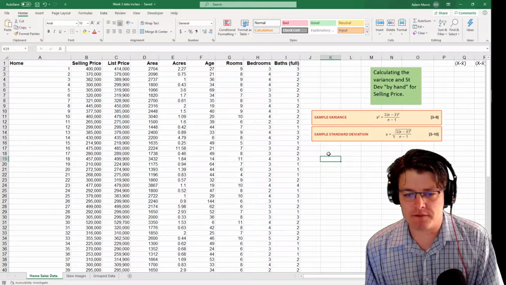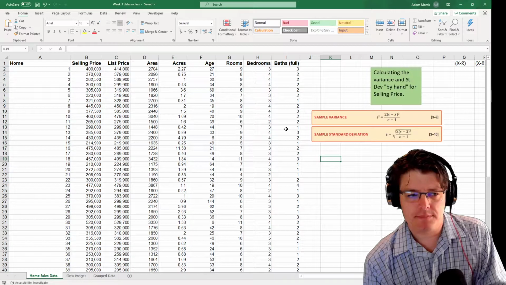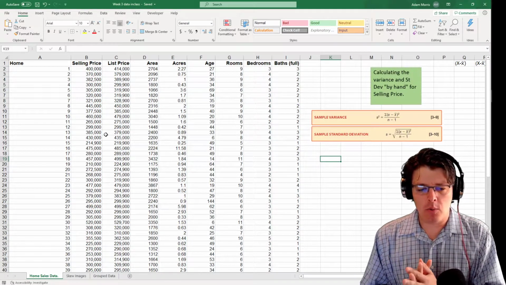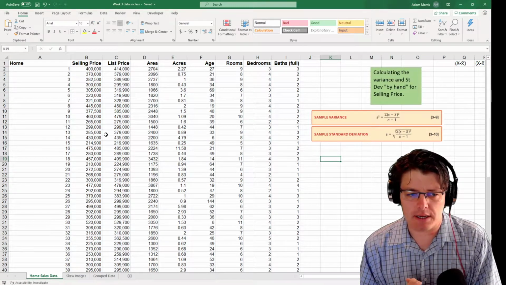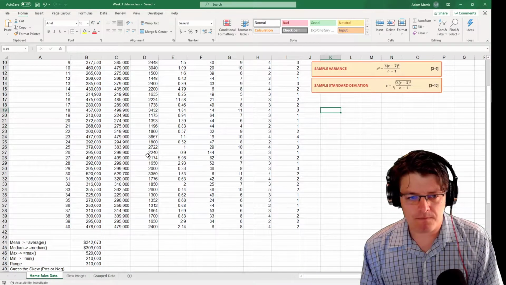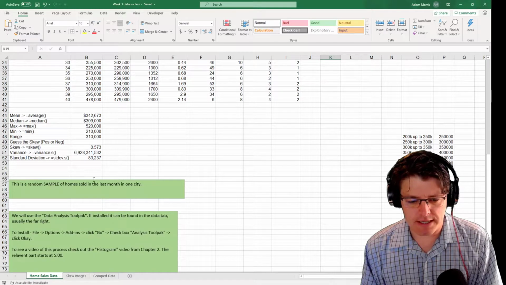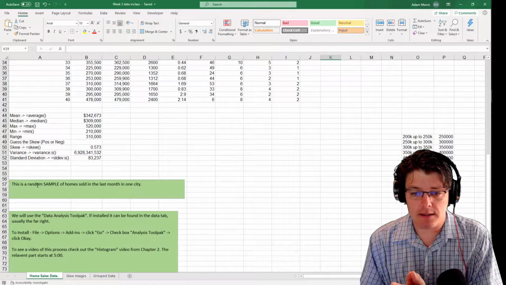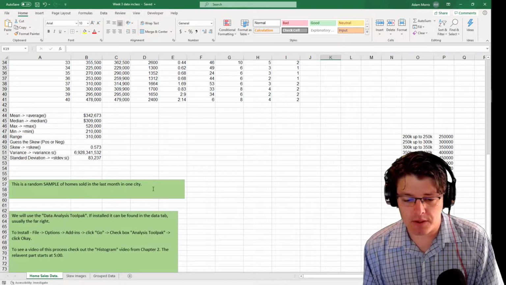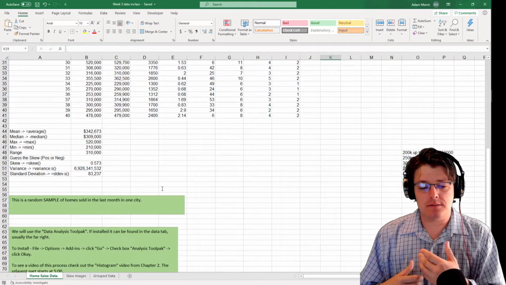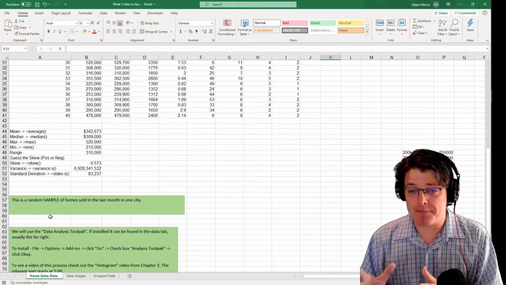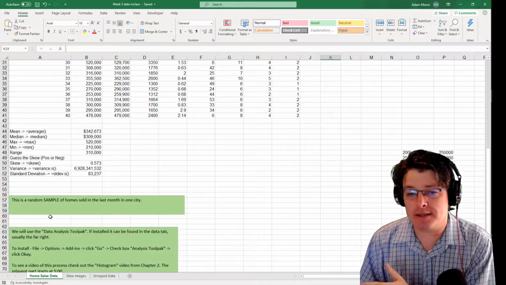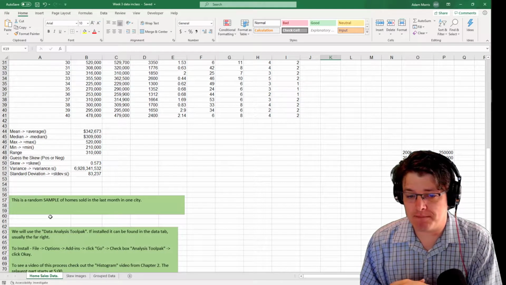So I have in front of you, at least on the screen, or if you've opened it up in Excel, some data on home sales, and somewhere down here I have listed that it's a random sample of homes sold in one city in the last month. Okay, so I've highlighted there that it's a sample, right? So when we're doing some of these equations today, we're going to be working in the sample versions of them.